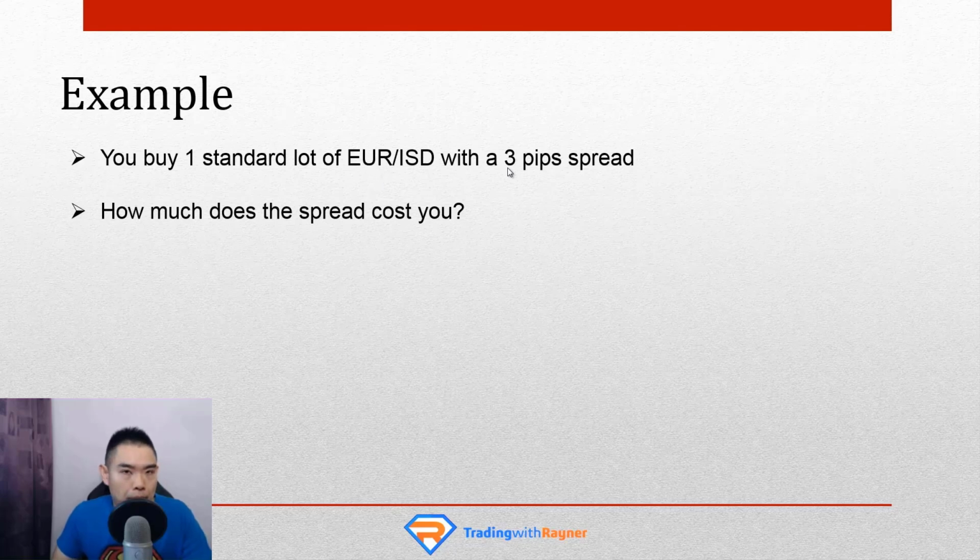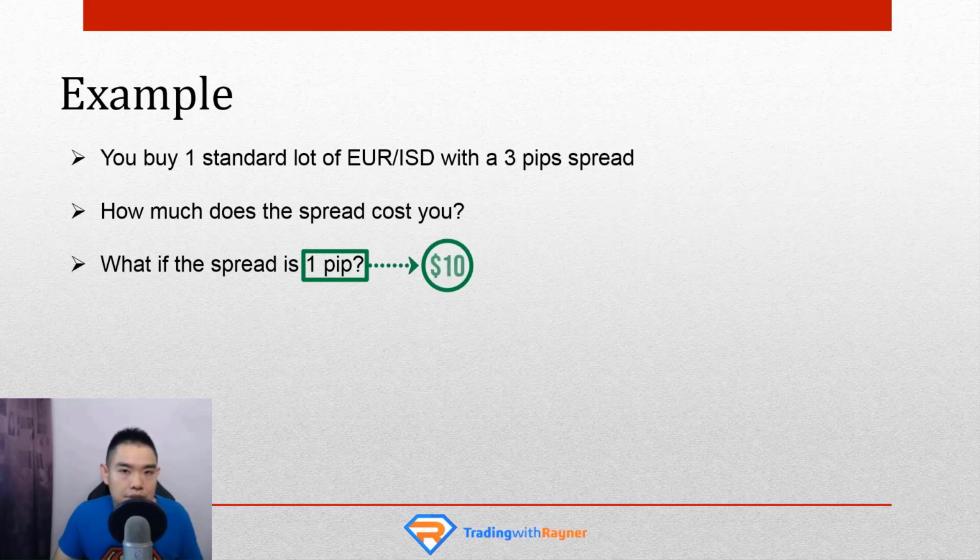So if you think about this, what if the spread now is 1 pip? Can you see how much of a difference this makes? If the spread now is 1 pip, the cost to you is just $10. See what I mean by having a wide spread and a tight spread? The higher the spread, the more expensive your transaction cost is going to be. The lower the spread, the cheaper your transaction cost is going to be.